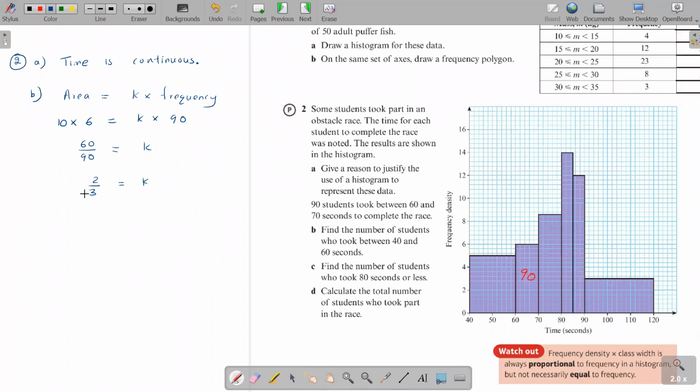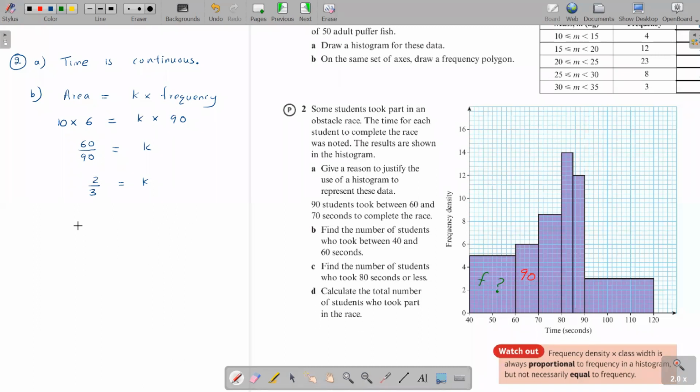Now, what are we supposed to do? This K value is a constant that is valid throughout the entire histogram for this particular sum. For this particular histogram, the K constant is valid for all the bars. When you find it for one, it works for all the bars. So now they are asking how many students took between 40 to 60 seconds. So basically they are asking the frequency here.